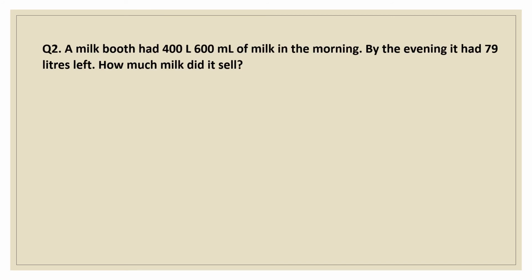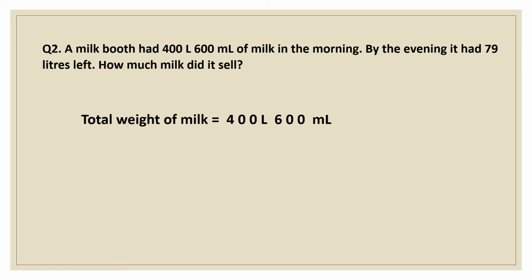Now see this question, 2 children. A milk booth had 400 liters 600 milliliters of milk in the morning. By the evening, it had 79 liters left. How much milk did it sell? Now here the question says, in a milk booth in the morning, total milk was 400 liters 600 milliliters. And after selling the milk, by the evening, it had only 79 liters left. So you have to tell how much milk was sold.